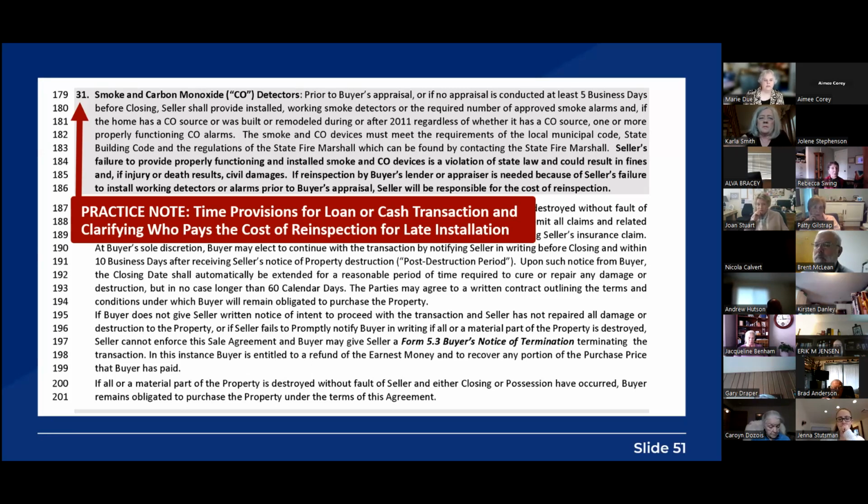And if the home has a CO source, it was built or remodeled after 2011, regardless if it has a CO source, 1 or more functioning CO alarms. That is straight out of the fire marshal's wording. So if you have a question on it, go to the state fire marshal's website. There is a provision that clarifies who pays the cost of the reinspection for the late installation.